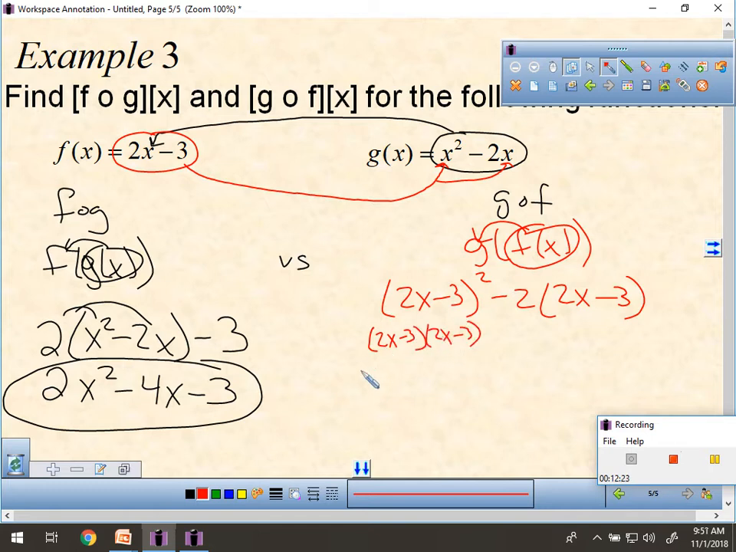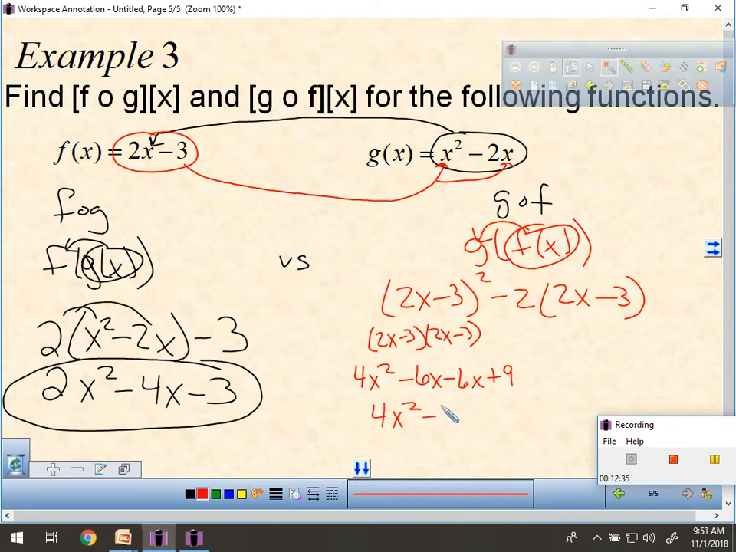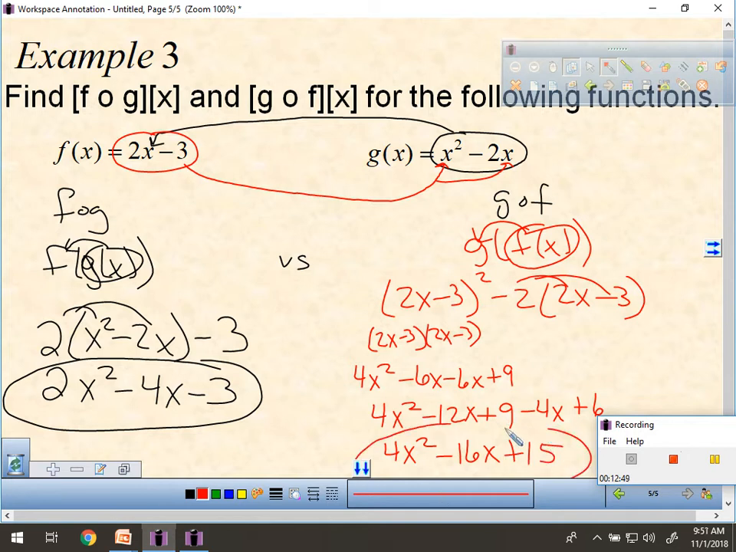So when I FOIL this out, I'm going to get 4x squared minus 6x minus 6x plus 9. And you notice these don't cross out. That gives me 4x squared minus 12x plus 9. And then distribute here, you get negative 4x plus 6. And you do have like terms to combine together, negative 12 minus 4, so negative 16x, 9 plus 6, that gives me 15. And so, fellas, that would be your answer for that one.